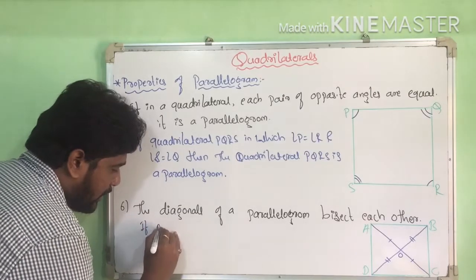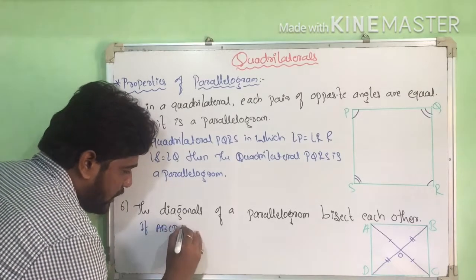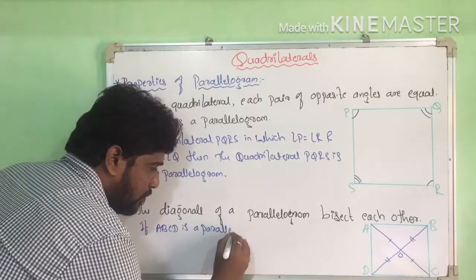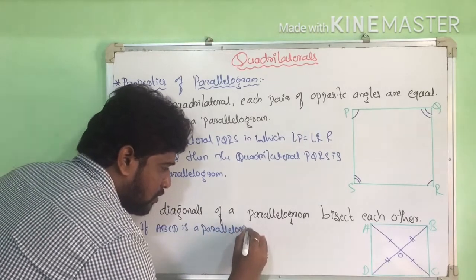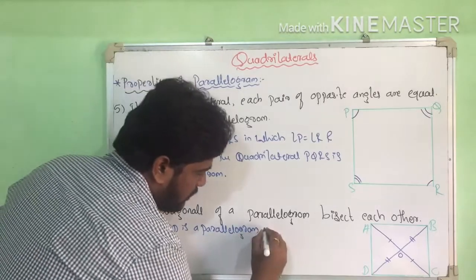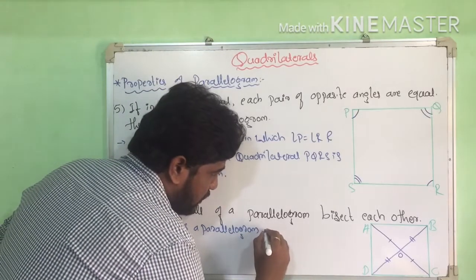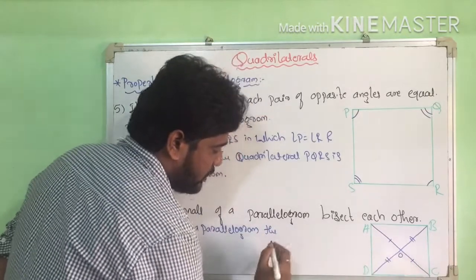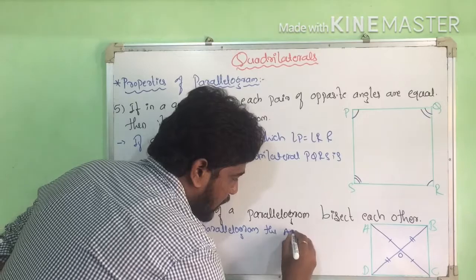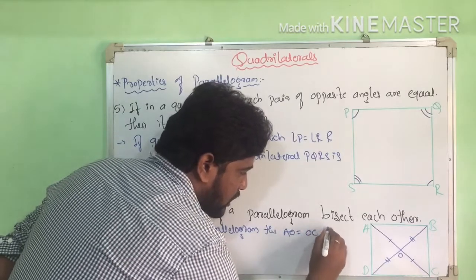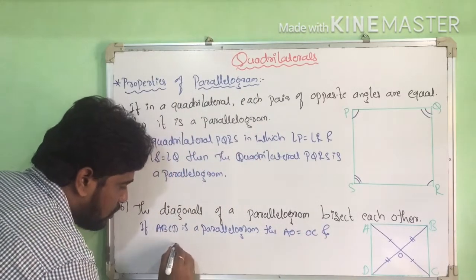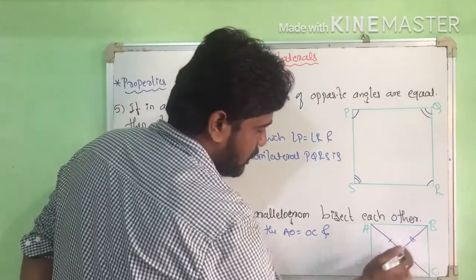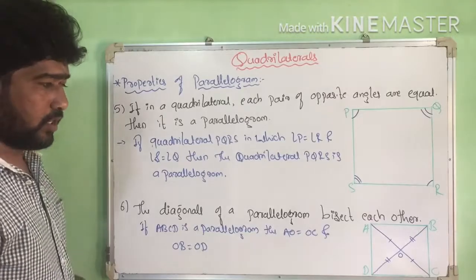So write down here, if ABCD is a parallelogram, then the diagonals bisect each other. Then AO is equal to OC and OB is equal to OD. So diagonals bisect each other.